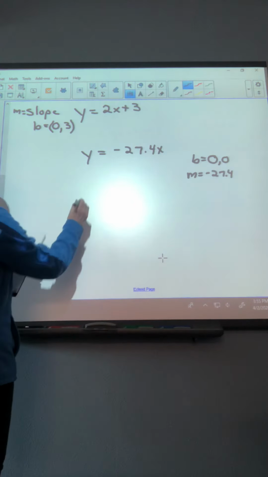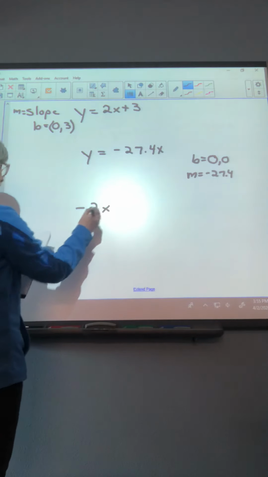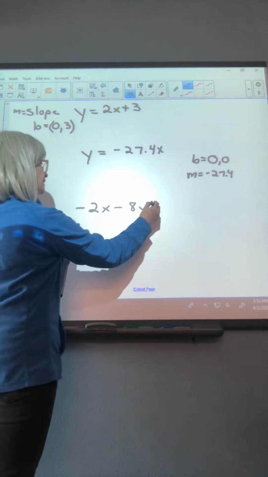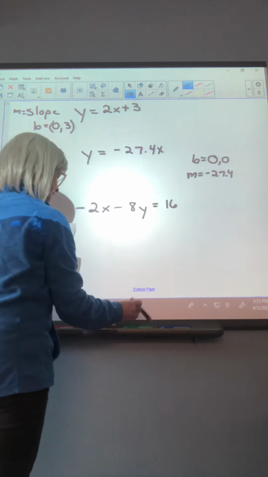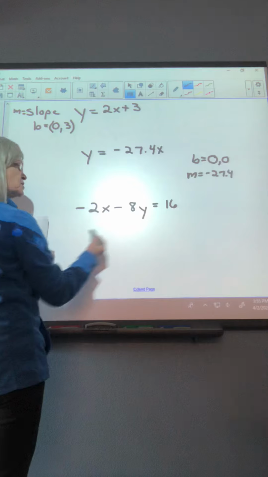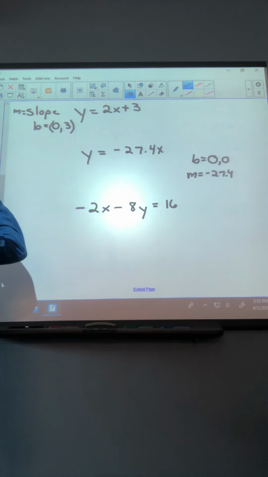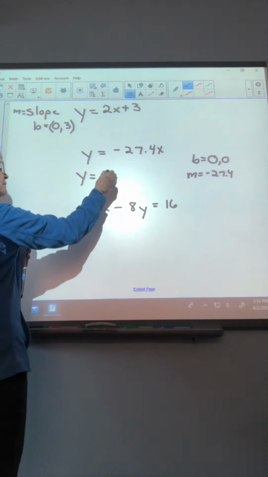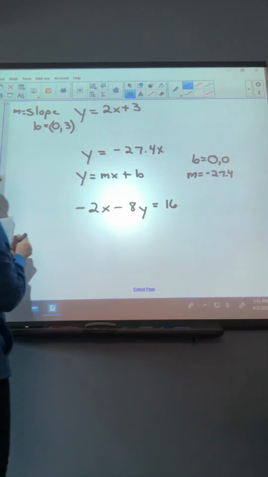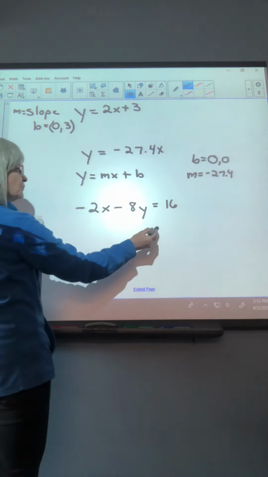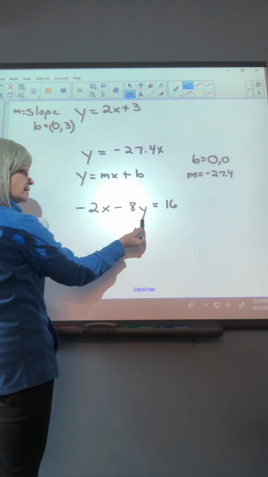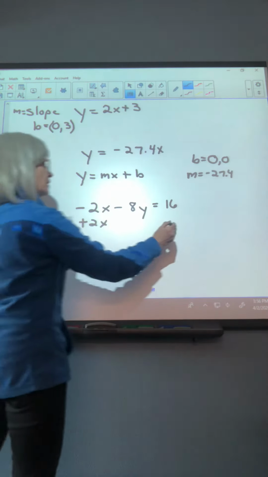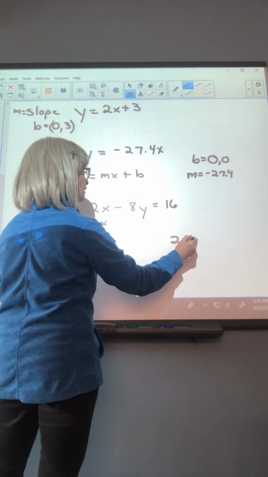For number 3, we have a negative 2x minus 8y, and that's equal to 16. This equation isn't in slope-intercept form at all, because remember, slope-intercept form is y is equal to mx plus b. So what we need to do is rearrange it so that we have the y all by itself. So I'm going to start by adding the 2x, and so when I do that, I put it on the other side of the equation.